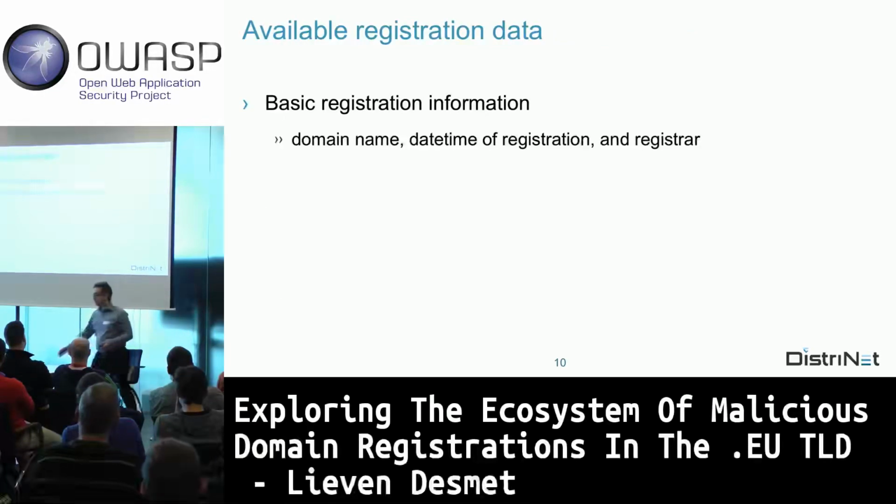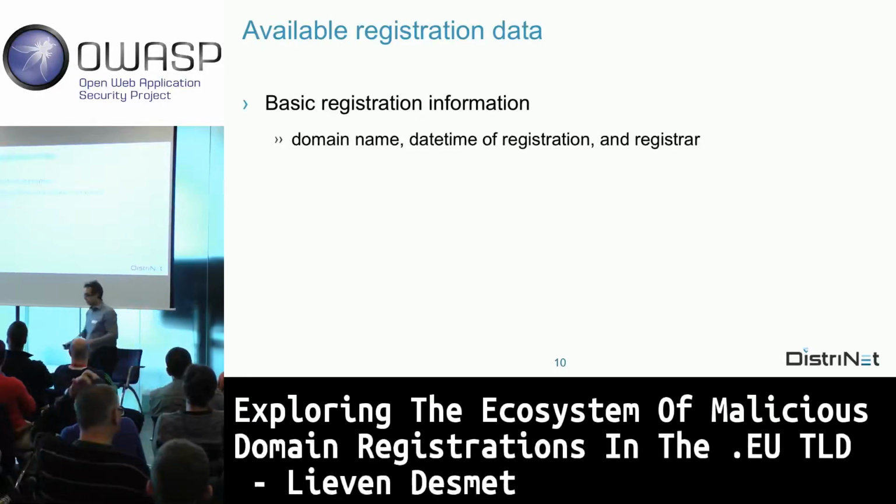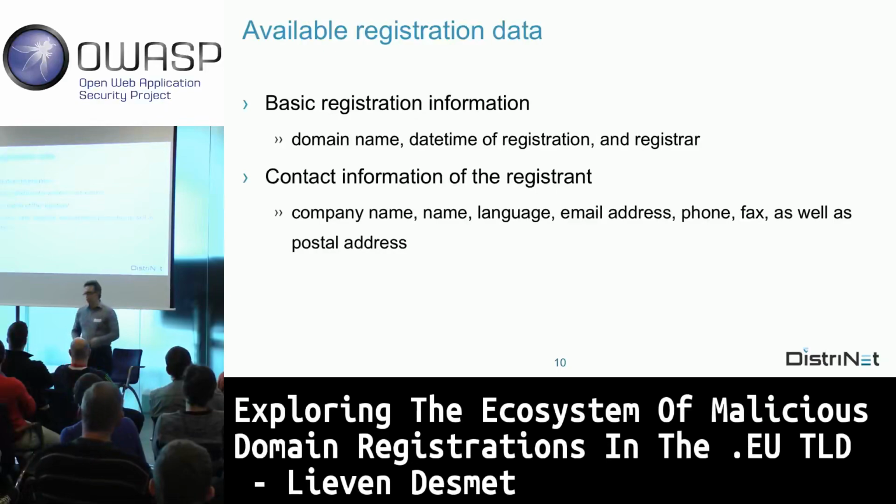What information did we have available? Of course, the basic information about the domain name, also which registrar has been used, when it was registered. Very normal, of course. We also have, as part of our process, information about the registrant, who is actually registering this domain name. We have a company name, the language being used, the email address, phone, even a postal address. The main idea of doing registrations in the .eu TLD is you need to provide correct contact information in order to register a domain name.